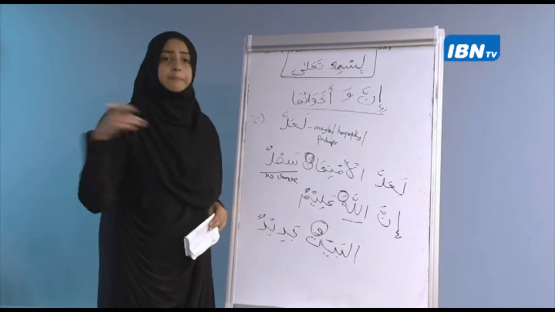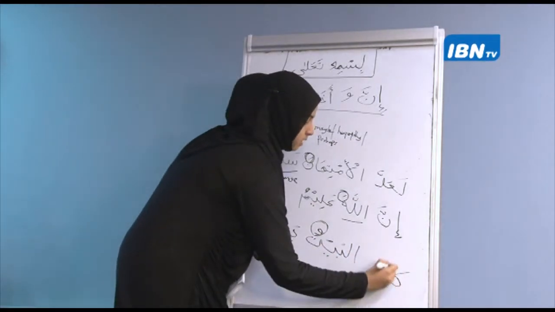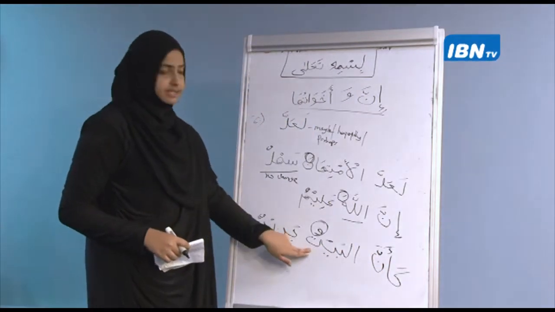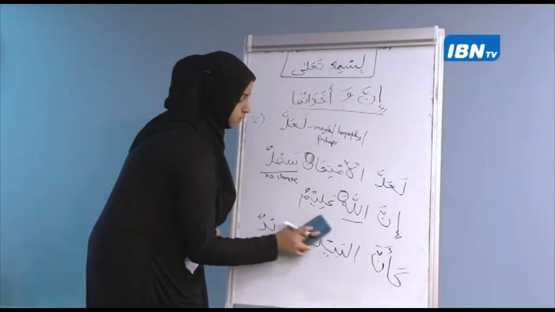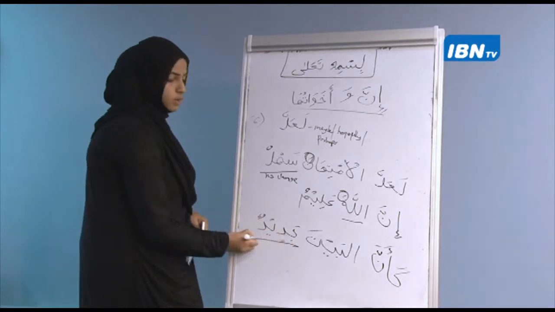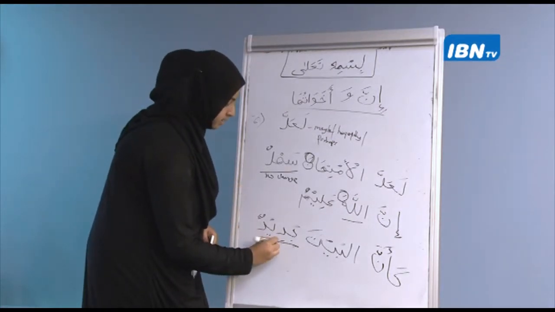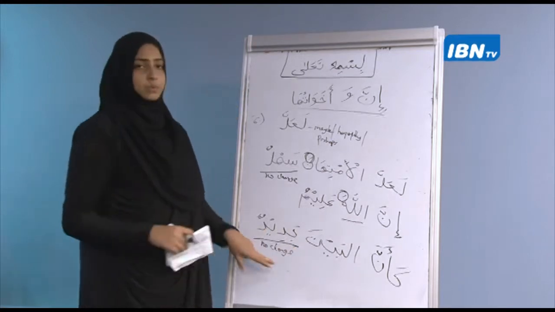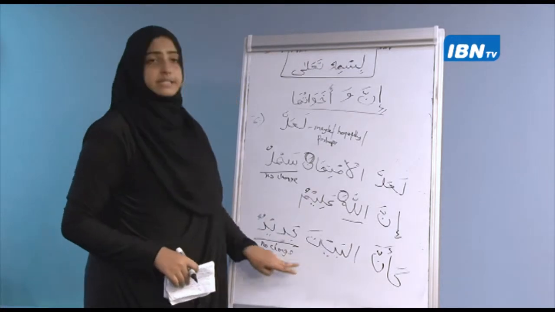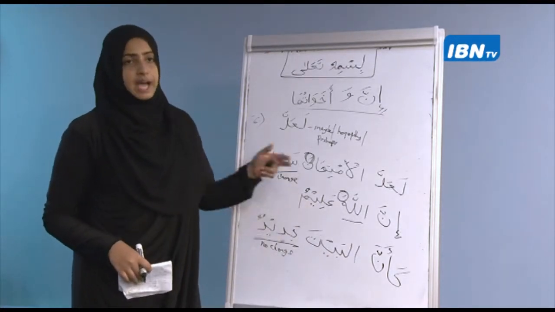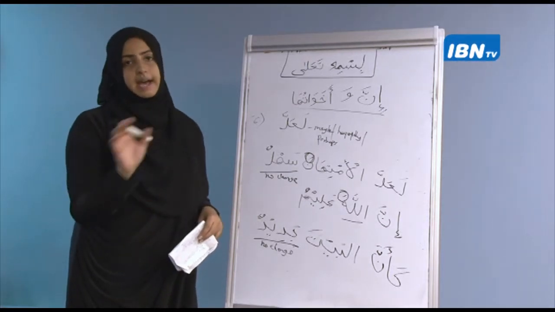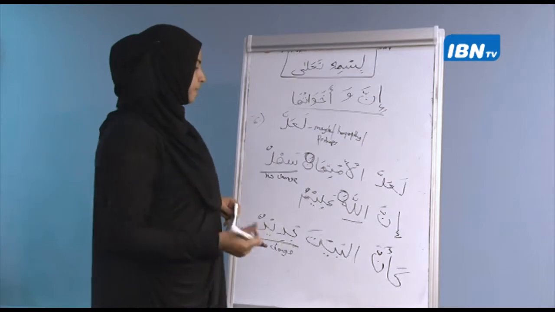Okay? Now if I add ka'anna, this will change from al-baytu, it becomes al-bayta. And this, no change, remains the same. So this will have no change. So ka'anna al-bayta jadidun, it is as if the house is new. But al-baytu jadidun, without ka'anna, the house is new. Okay? Same with this.